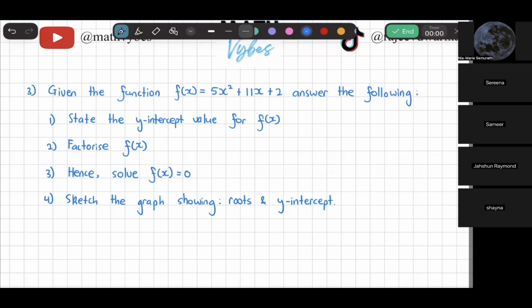Christian, I sent a picture in the chat, right? From the last question we did. On the sketch the graph, how did I find the roots? Tell me, Christian, how did I find the roots? First things first, Christian, do you know what it means to factorize?